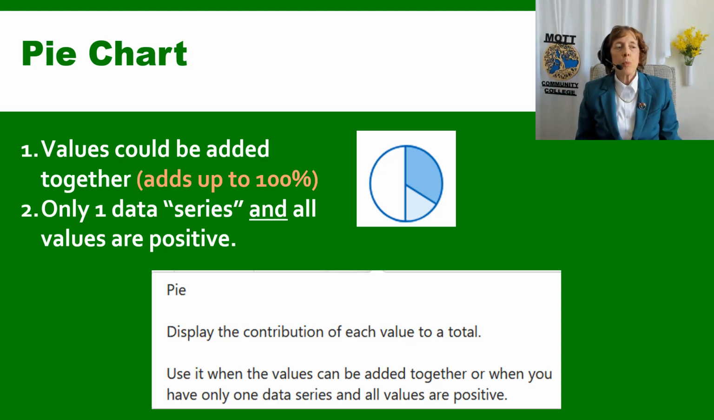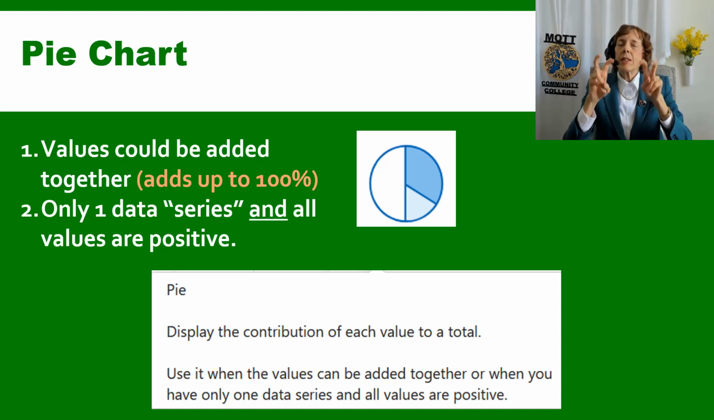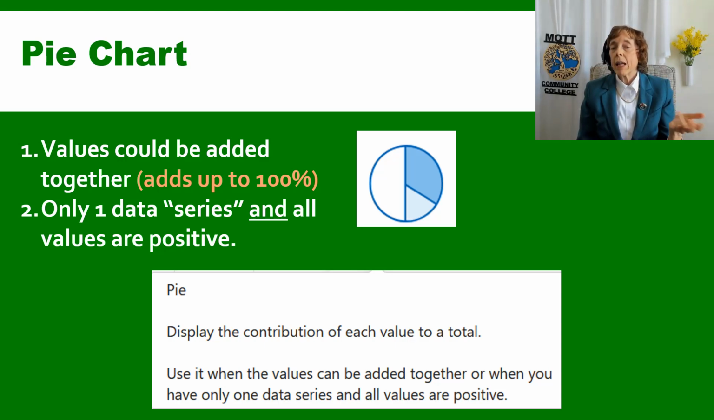And they say you use it when there's one data series, one kind of thing, and all of the numbers are positive. Because you could have negative numbers, like if somebody's in the hole financially, but you can't put negative numbers on a pie chart.